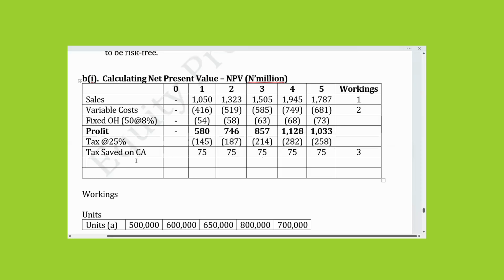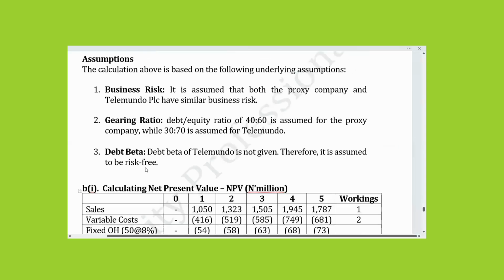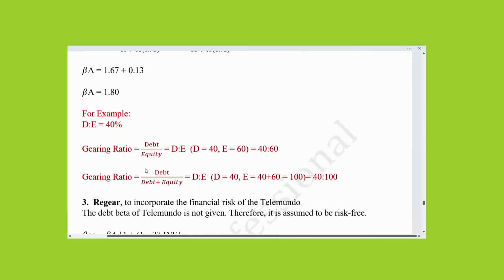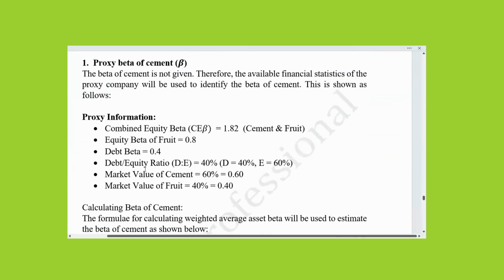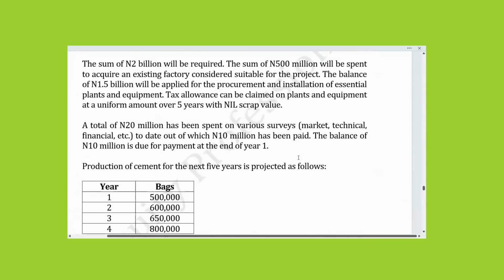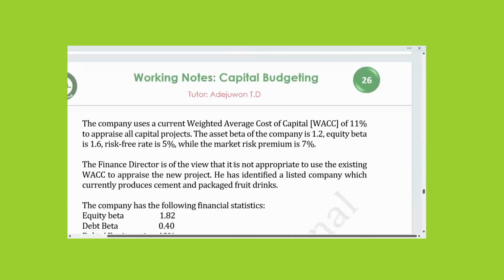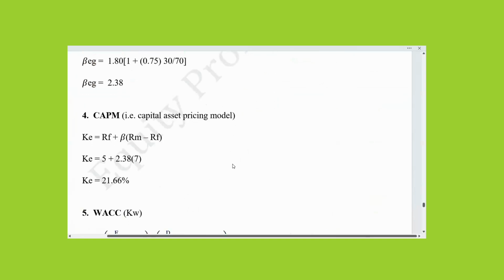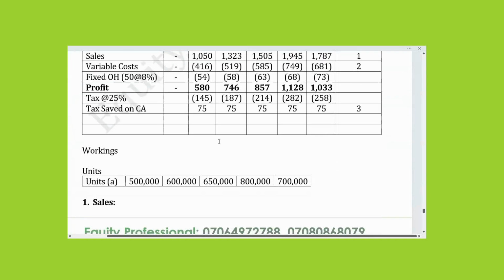All right. The next item will then be the scrap value. According to the question, we are told that there is a nil scrap value. So since there is no scrap value, you just ignore that line item. We are told that a uniform amount over 5 years with a nil scrap value. There is no need for you to come and say scrap value, then you put dash. Don't do that. That is primary school method.